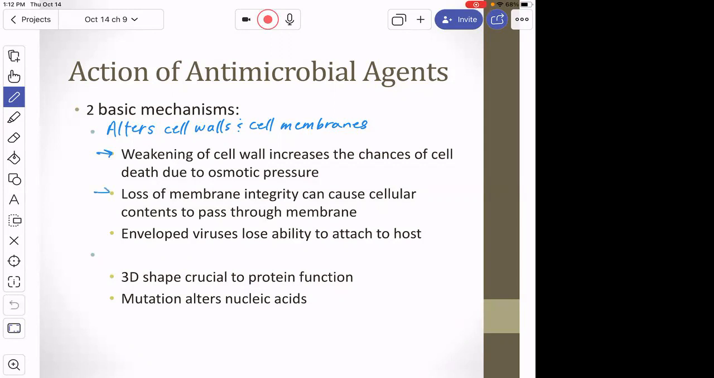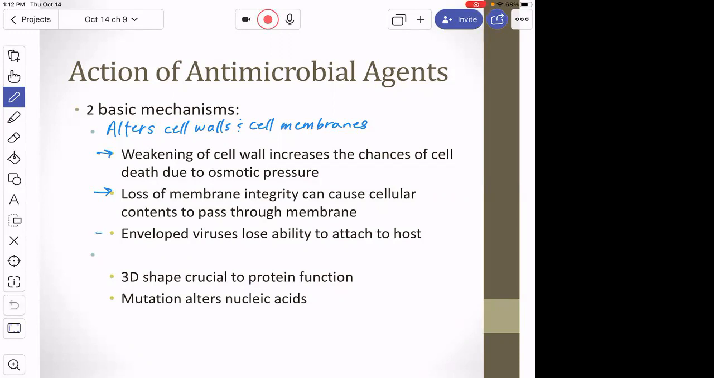The loss of membrane integrity can cause all sorts of problems. It can cause things to leave the cell that shouldn't normally leave. It messes up that proton motive force, so the protons are leaking in places other than that ATPase enzyme. So it affects a bacterial cell's ability to make ATP, certainly.